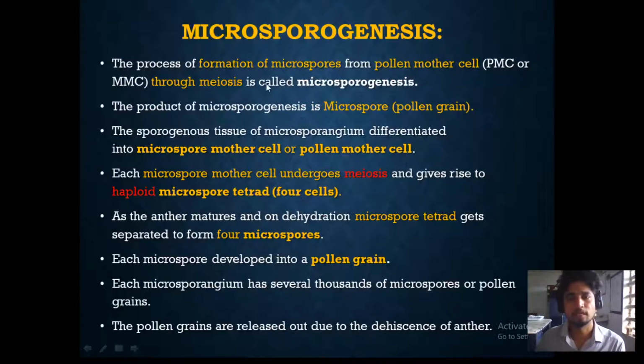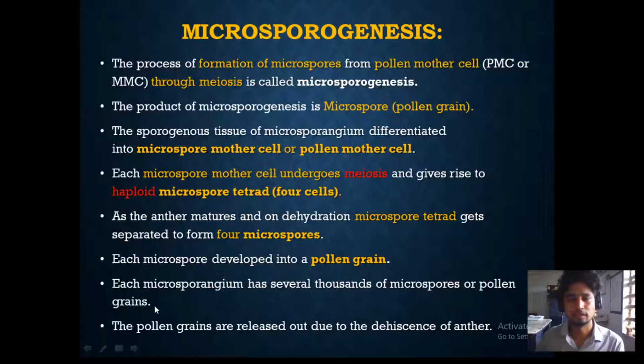So the microsporangium has certain sporogenous tissue. That sporogenous tissue becomes differentiated to form the microspore mother cell, and this undergoes meiosis to form the microspore tetrad. Once the anther reaches maturation, the microspore tetrad breaks down to form the microspores, and these microspores are nothing but the pollen grains. That's how pollen grain is released from the microsporangium. Each microsporangium has several thousands of microspores or pollen grains.